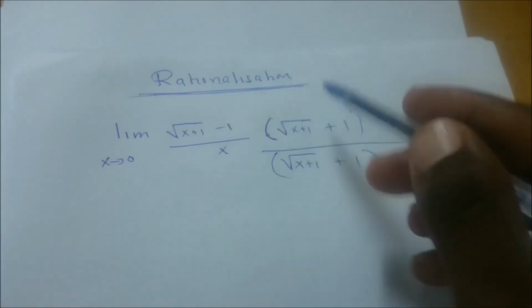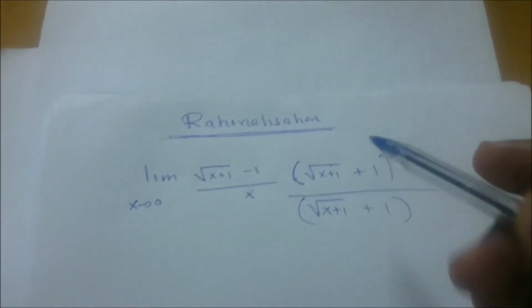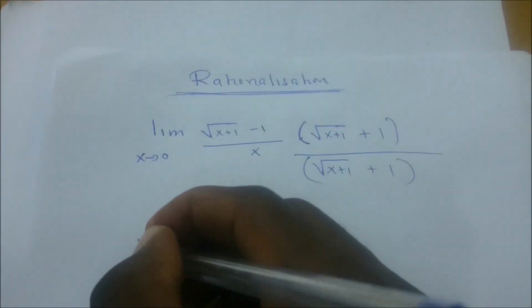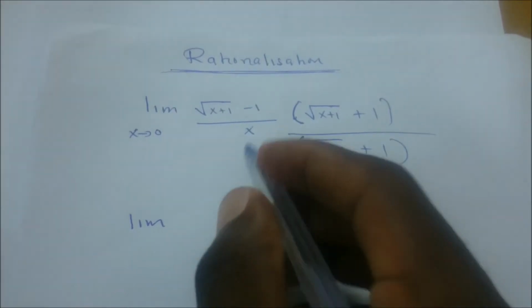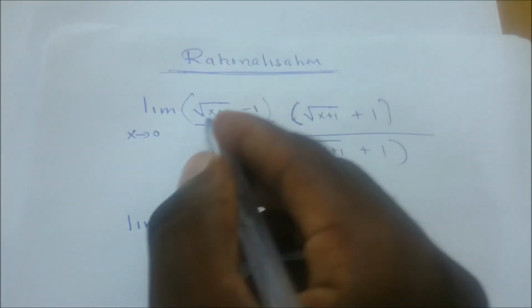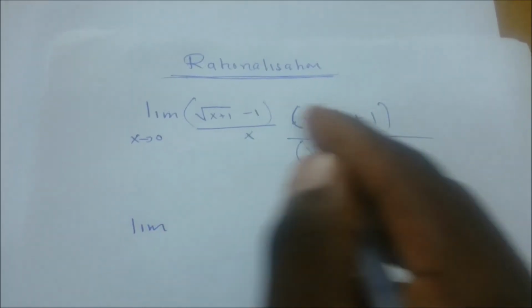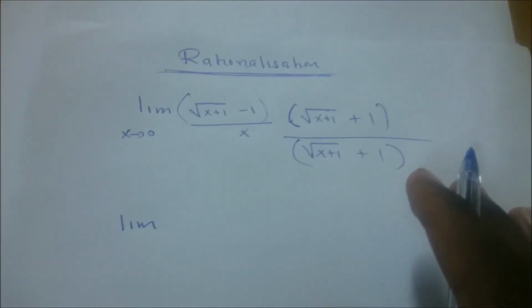So in this case, which part are we rationalizing? The numerator. So we're not supposed to do anything with the denominator. So we're going to have the limit of, we multiply this times that, this times this, root of x plus 1 in brackets.